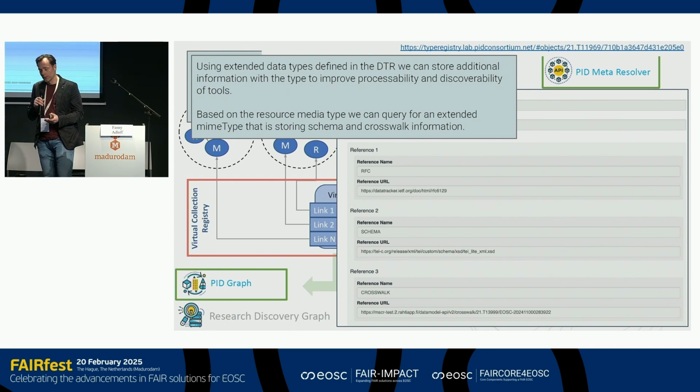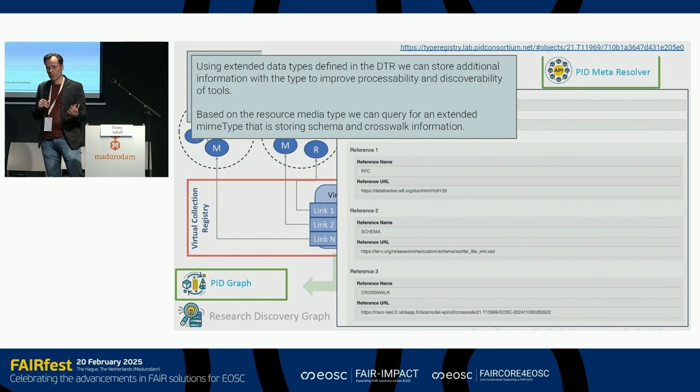We have also integrated with the data type registry, and in the data type registry, we've defined an extended data type, which allows us to also provide some links that are relevant for the data type. These can be RFCs, can be schemas hosted in the metadata schema crosswalk registry, or even direct links to crosswalks. And we basically use this.